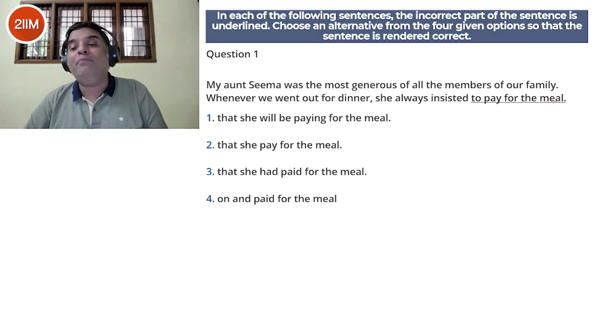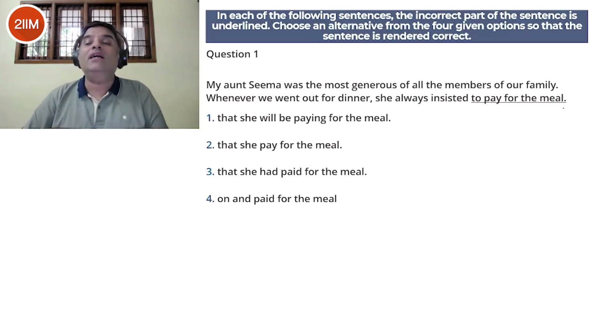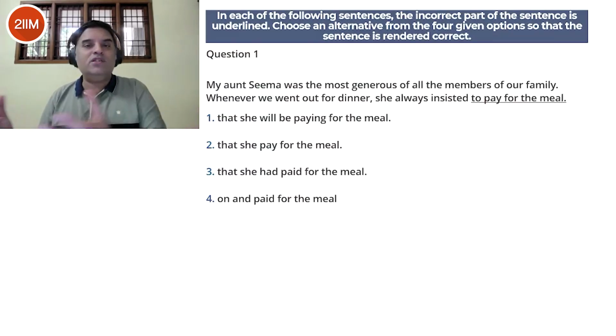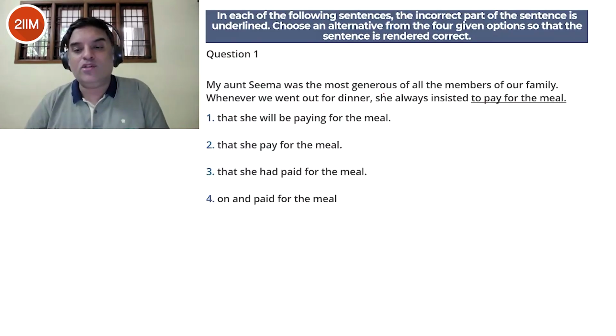Now, the underlined portion, right? First of all, look at the underlined portion and see if you think there is an error in it. Sometimes what happens is in certain questions, the underlined portion is error-free. In that case, you will have an option which is an exact copy of the underlined portion, and you will choose that. So basically, you're saying that there is no error in this underlined portion, and that's why I'm choosing the same option. In some questions, that can happen. In some questions, you won't have that.